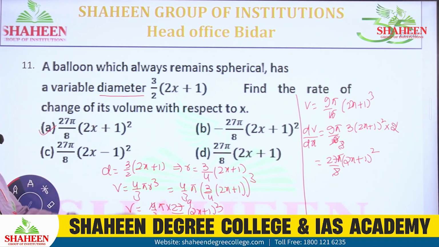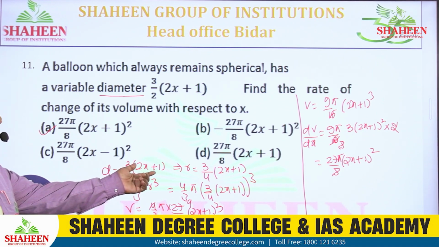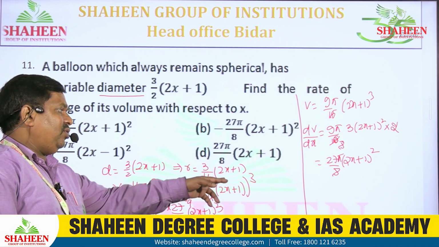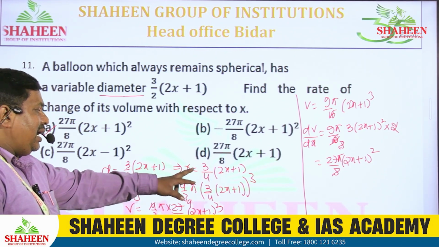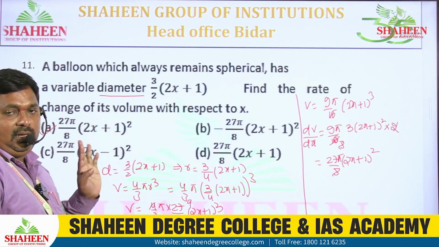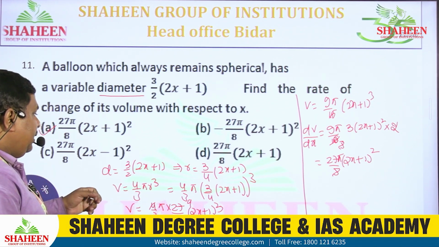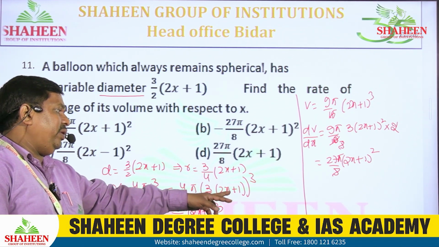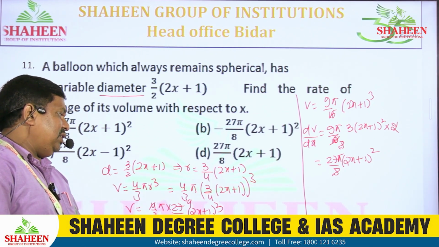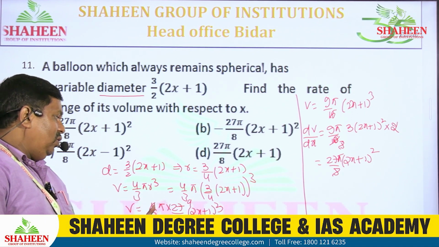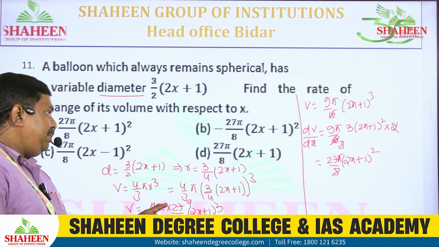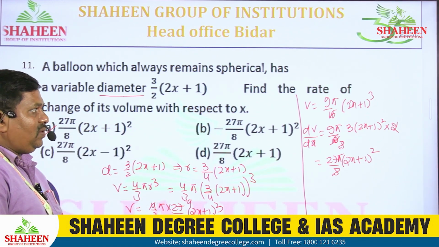Understood? So first we have taken the diameter as 3 by 2 into (2x plus 1), and the radius becomes half of the diameter, that is 3 by 4 into (2x plus 1). We substituted this r value in the volume of a sphere, because the balloon remains spherical. Then substituting r as 3 by 4 (2x plus 1) and cubing, we get 3 cubed is 27, 4 cubed is 64, into (2x plus 1) whole cubed. 4 ones are 4, 16s are... 3 ones are 3, 9s are... this becomes 9 by 16 pi (2x plus 1) whole cubed.